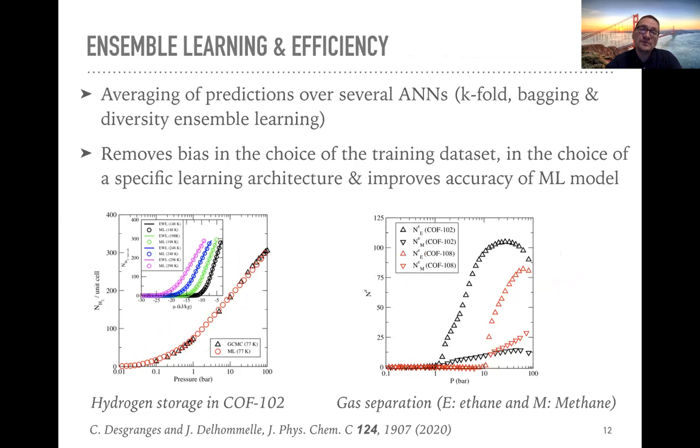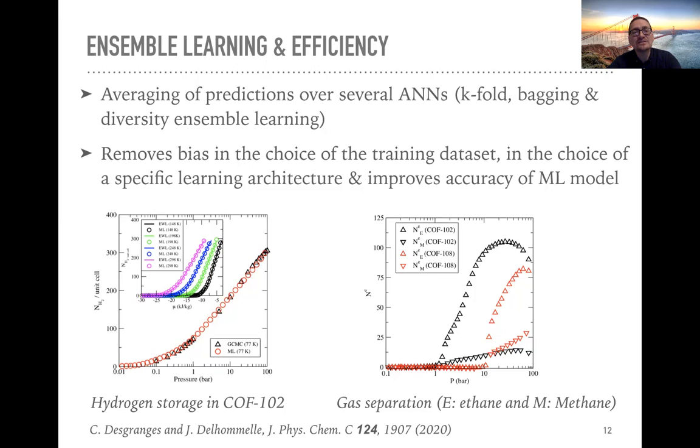To improve the accuracy and the efficiency of the whole process, we averaged predictions over several types of neural networks. We've done the usual randomization of the data set, the k-fold cross-validation, removing any bias in the choice of specific areas of the data sets. That's the bagging. And we also varied the architecture of the neural network. That's the diversity ensemble learning method, for which I'm going to show some results a bit later on this slide.